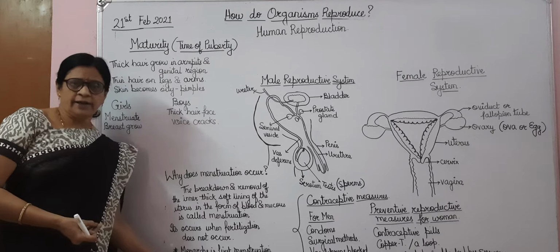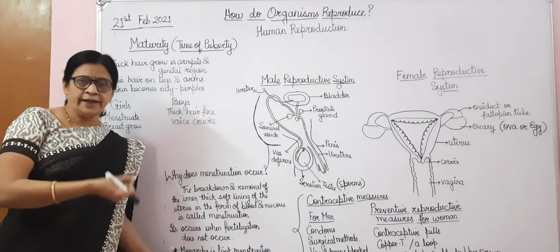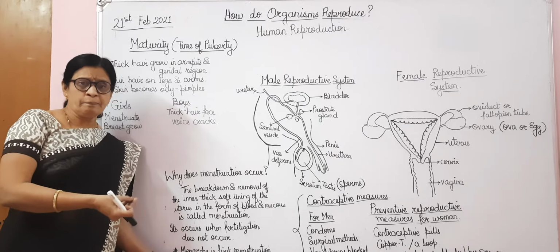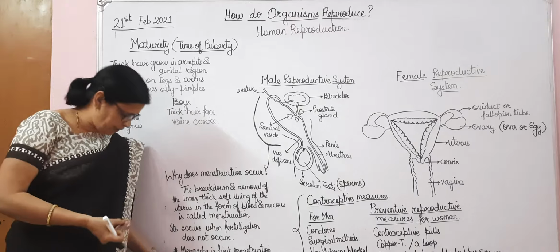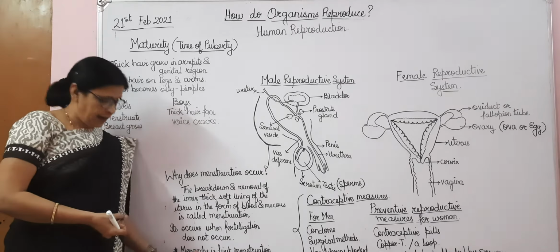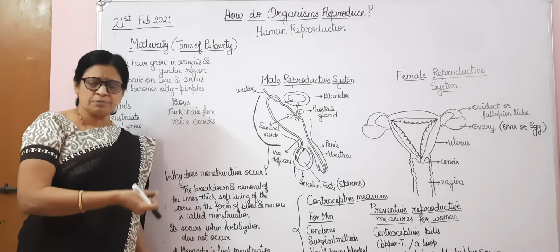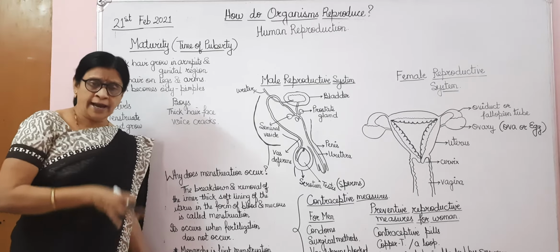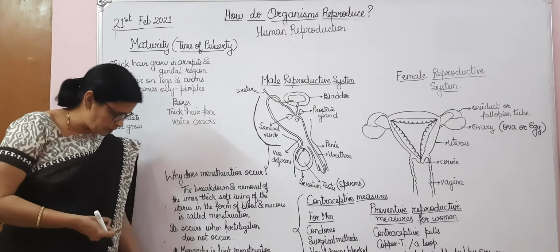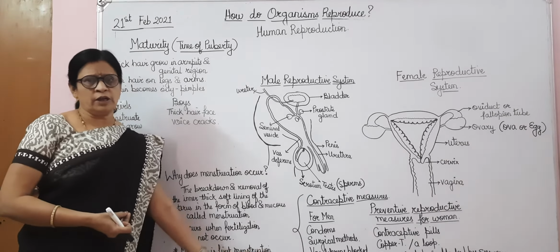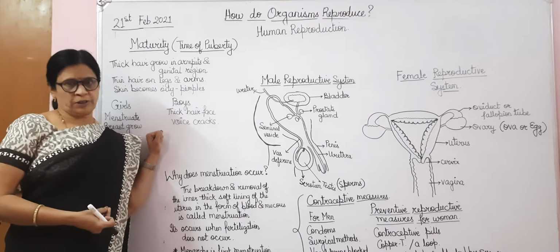Now menarche is the first menstruation, when a girl is 10 to 12 years old. That first menstruation is called menarche, and after an age of 45 to 50 years, every lady stops menstruating, and that stoppage of menstruation is called menopause. So menopause is the permanent stoppage of menstruation. So you need to know what menstruation is.